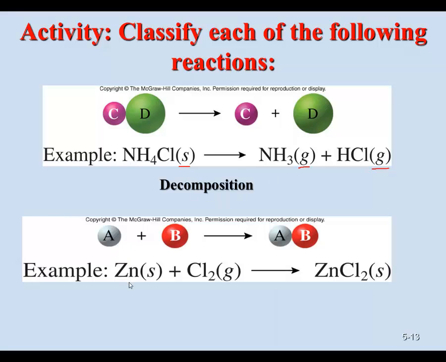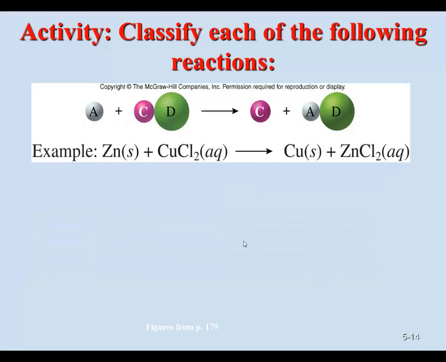Here we have a reaction of zinc reacting with chlorine gas to form zinc chloride. Now in this case, because I have two elements forming a compound, we would predict this to be what type of reaction? Hopefully you said this would be combination or synthesis. Okay, those are synonyms for the same process. So when I see elements or simpler compounds combining to form a more complex compound, we say we have combination or synthesis.